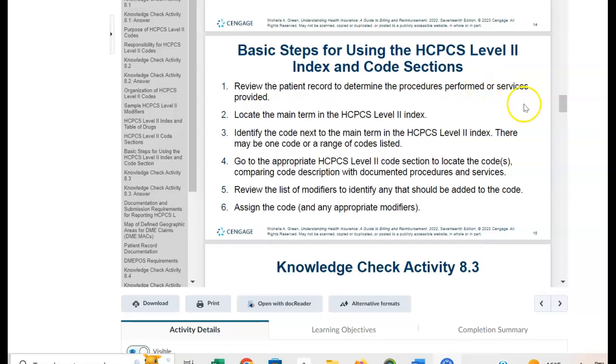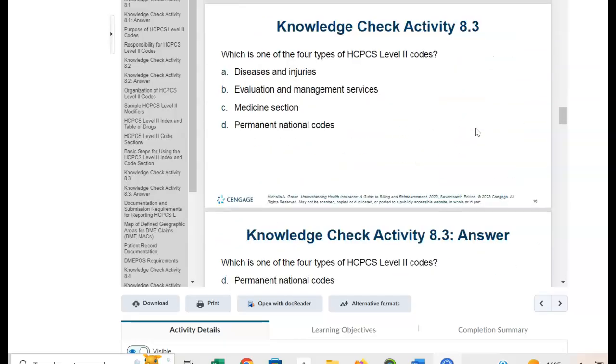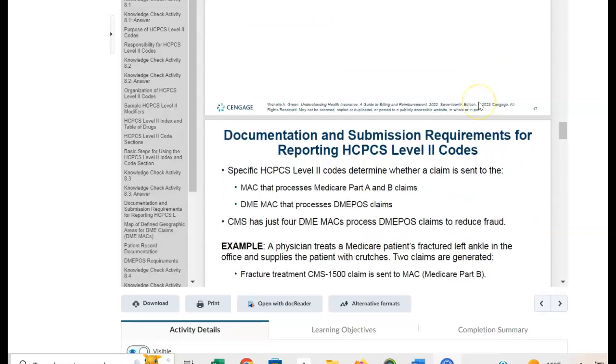Okay, so HCPCS codes, how do we find them? What are the steps for using them? You're going to review that patient record, determine procedures performed or services provided, locate that main term in your HCPCS level 2, identify the code next to the main term. There may be one code or a range of codes listed, and then go to the appropriate HCPCS level 2 code section to locate that code, and then review any modifiers possibly that are needed. All right, so which one of the 4 types of HCPCS level 2 codes? Right here we have D, permanent national codes.